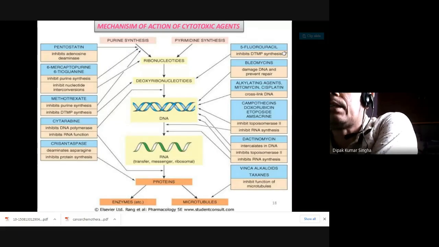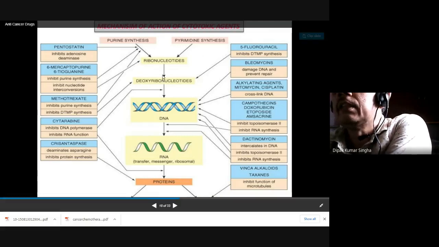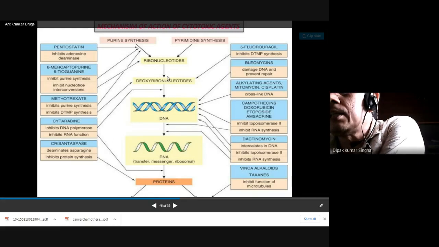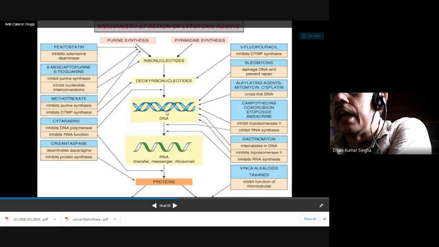So this DNA polymerase can be inhibited by cytarabine, and the RNA function also. And the enzyme asparaginase inhibits the protein synthesis. These are the mechanisms by which the ribonucleotides, the deoxyribonucleotides, and finally the DNA, RNA and protein are made. In this pathway, any of the anti-cancer drugs act on this or inhibit the mechanism of action.